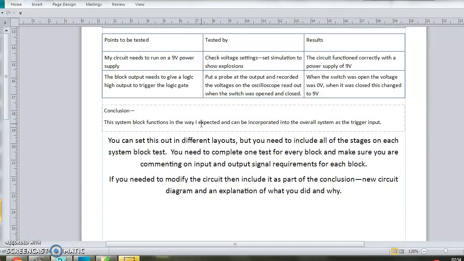Having done that, I've now fixed the problem that I had. You need to do that for each section. Each block needs a system block testing sheet or page like this. And that then moves you on to the next stage.